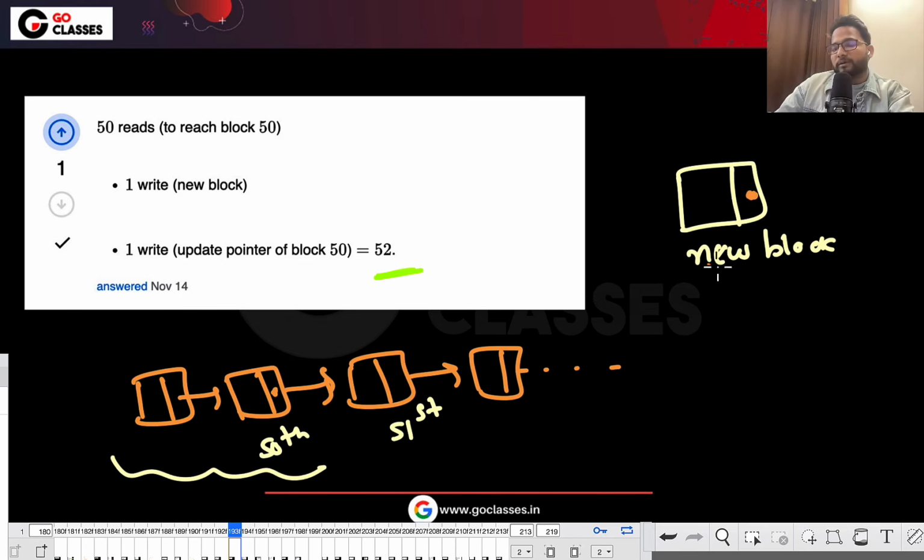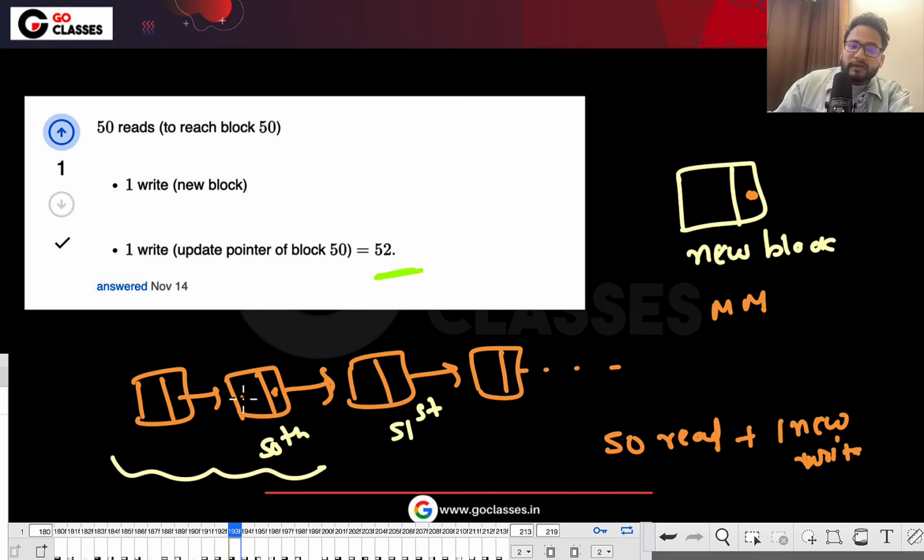So traverse these 50, get this, and then update it. This is in the main memory, so you don't have to do anything. Then traverse 50, so 50 reads, then you update it. That update in the main memory doesn't require any access. Then you write to the disk, right? Plus 1 new write.